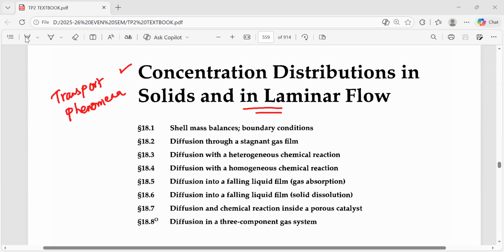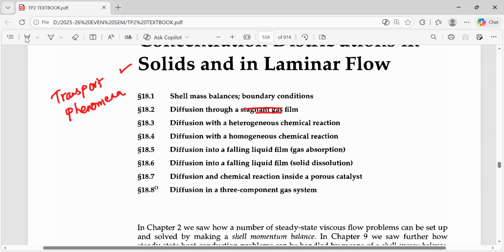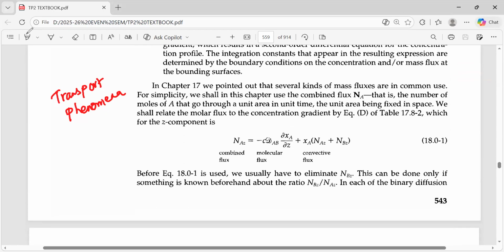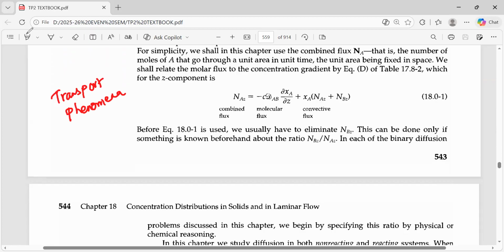Now, what is our interest? First of all, we need to understand the shell balances. So that is what we have to look at. In that particular context, the first equation we need to understand, or write, is this particular equation, which is known as the mass flux equation.